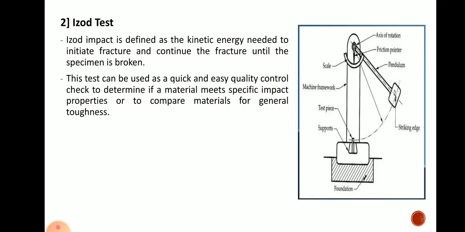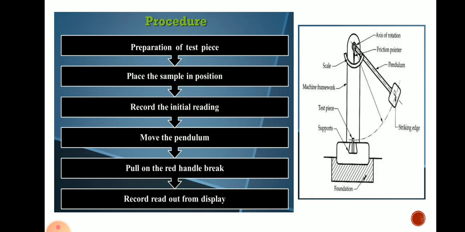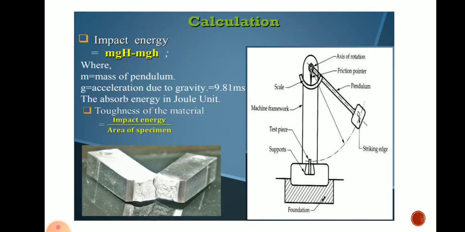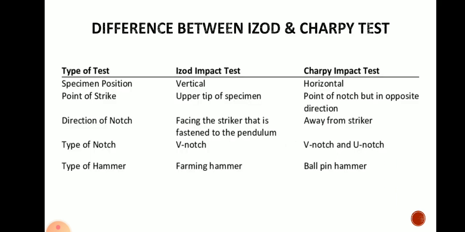Similarly, we have seen Izod test also. Here the only difference is we are placing that specimen vertically, and the specimen is having a different size, 75 mm length by 10 mm by 10 mm cross section, and V notch again the same kind of V notch, but just the specimen is placed vertically. That also we have seen. Then we have seen the calculations, that is we are also finding here impact energy and toughness of that material. Now in this lecture we will see the difference between Izod and Charpy test.